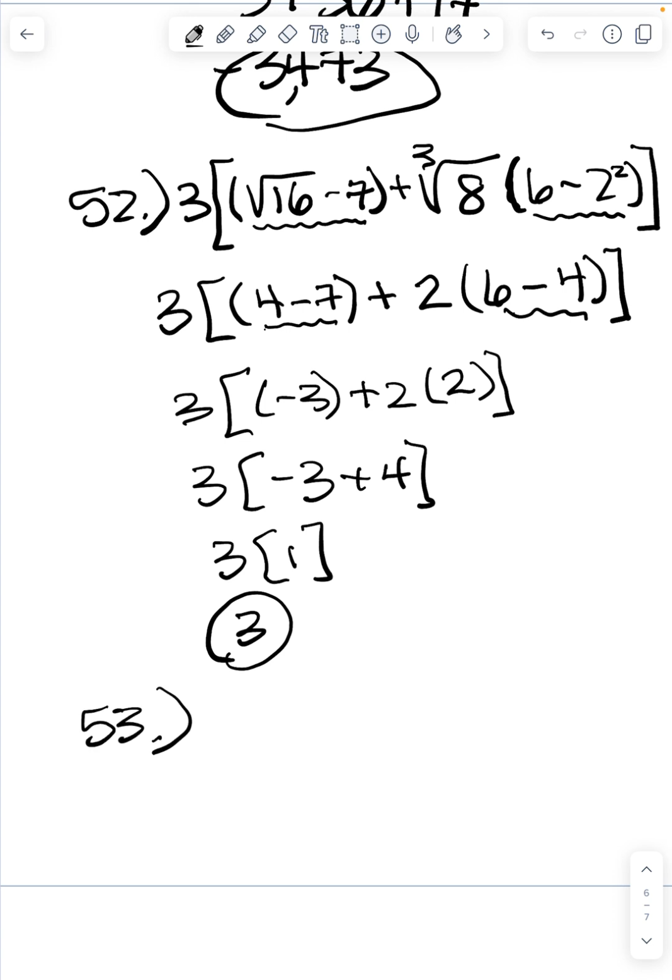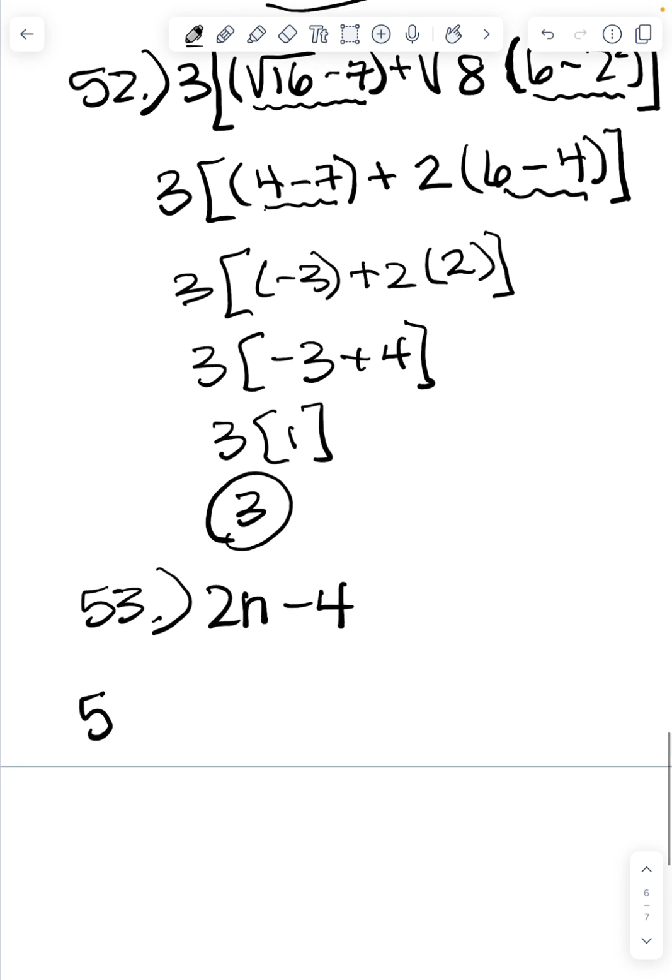Number 53. Write each phrase as an algebraic expression. 4 less than, so minus 4, twice a number, 2n. Number 54, the square root of 4 more than, oh, I'm sorry, I thought it said the square root. It says the square. Okay, the square of 4 more than a number. So you have to do the number plus 4 and then square that.